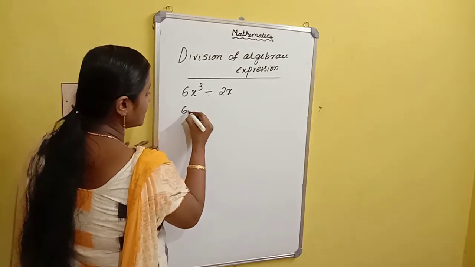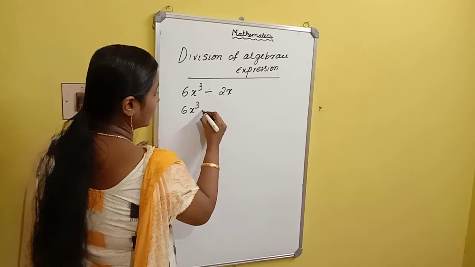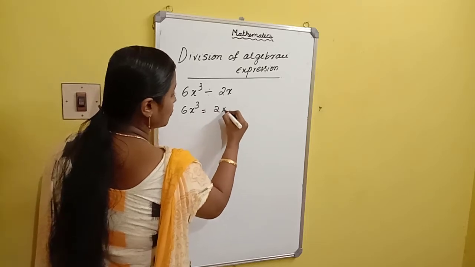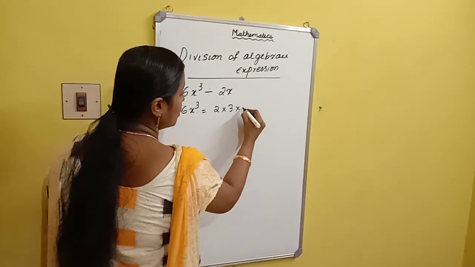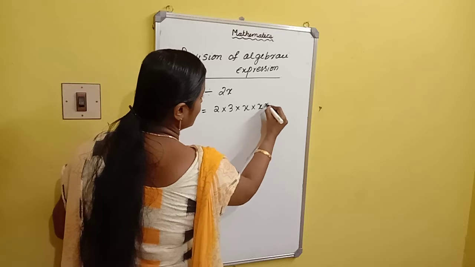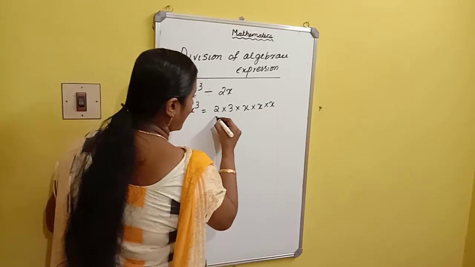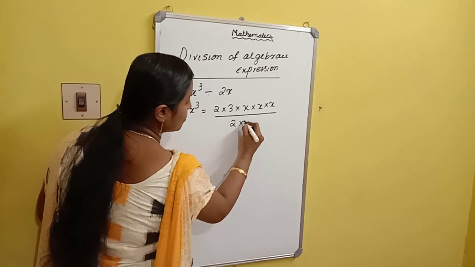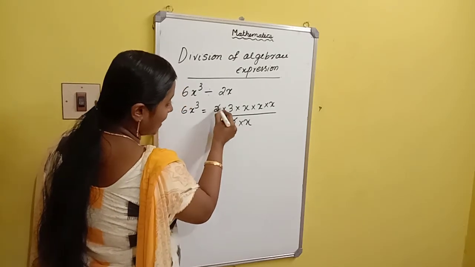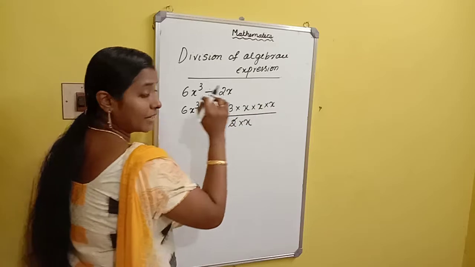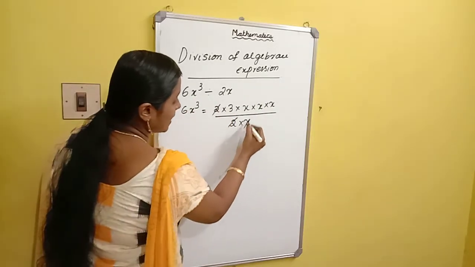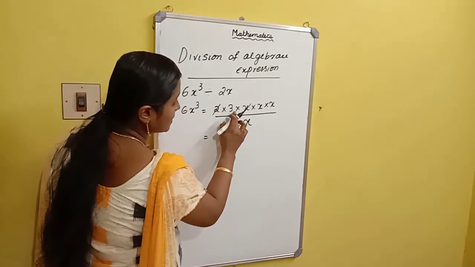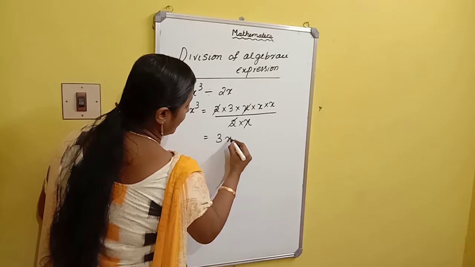That is 6x cube. That means what? 6 means 2 into 3, into x into x into x, divided by 2 into x. Here we can cancel because all are multiplication terms. So x cancels, and the remaining is 3 into x square.